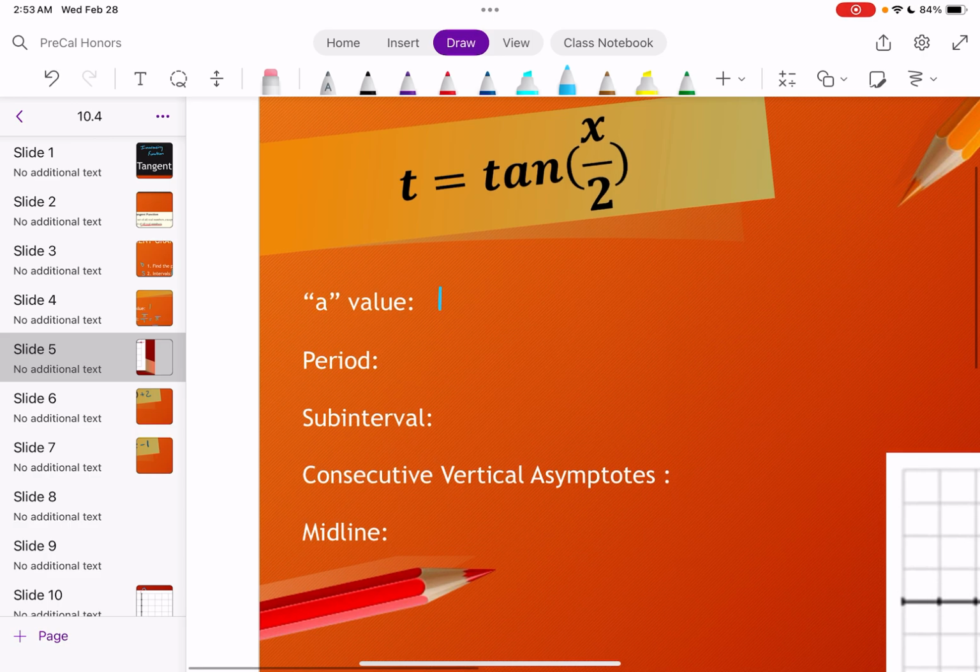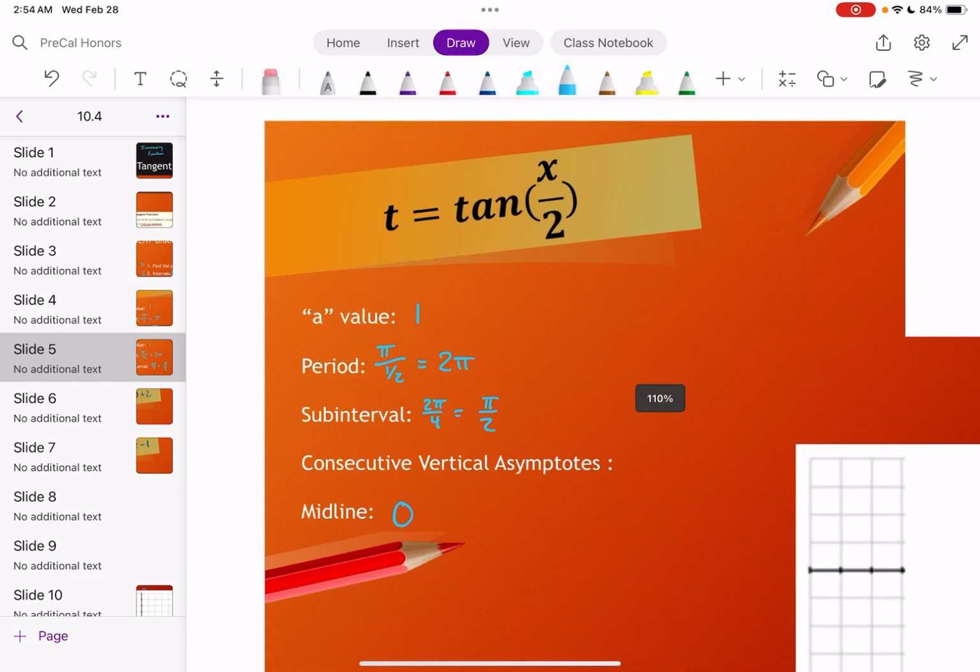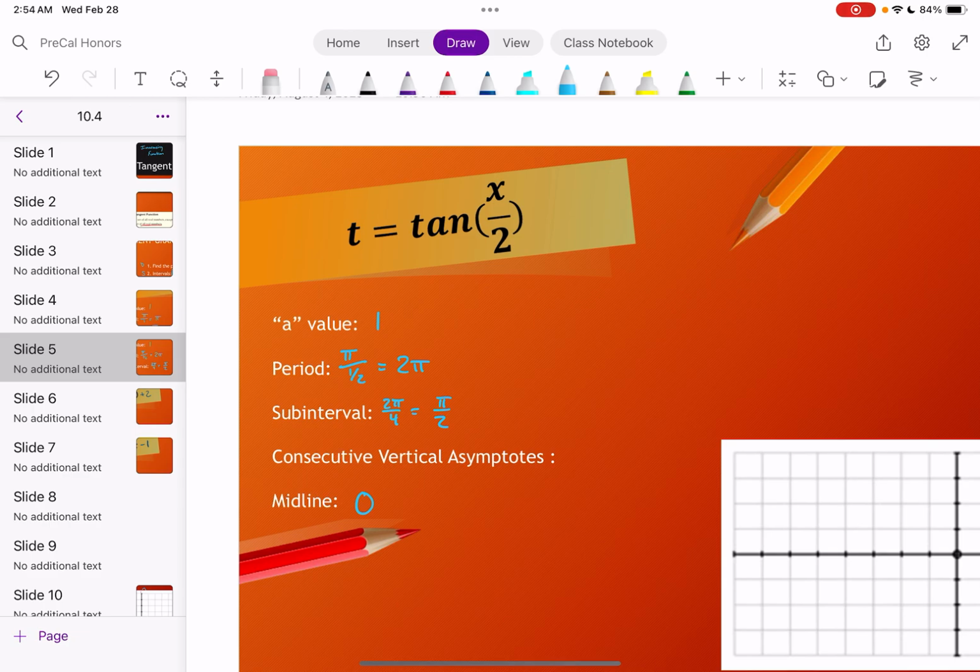Your period would be pi over 1/2, which is also equal to 2 pi. Your subinterval is 2 pi over 4, which is equal to pi over 2. Our midline in this case will be 0.